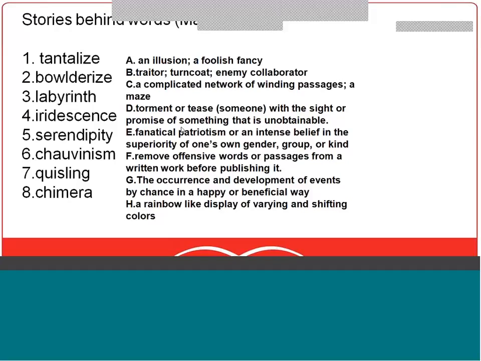6 is E, chauvinism is fanatical patriotism that comes from the French soldier Nicolas Chauvin, who supported Napoleon even after he lost the war. You did get bowdlerize correct, which is removing offensive words. Fantastic. Chimera is an illusion or a foolish fancy. That is also from Greek mythology. The chimera was a reference to a monster.